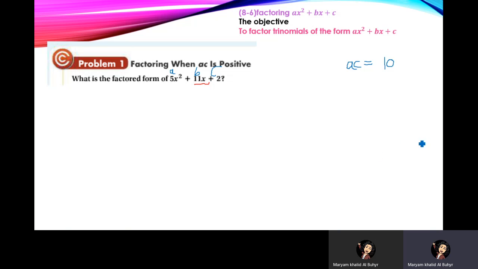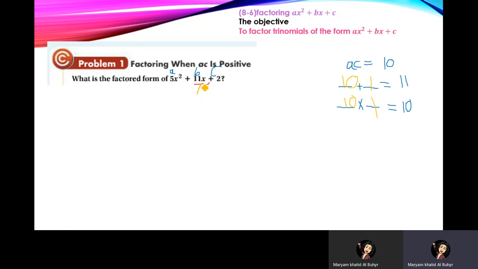All right, now what will I do? Go back to the previous lesson. Think about two numbers that, once you add them, you will get the number in the middle, 11, and once you multiply them, you will get AC, which is 10. What are these two numbers that I will work with? I can say 10 plus 1 is 11, while 10 times 1 is 10. Great, that's what I need.